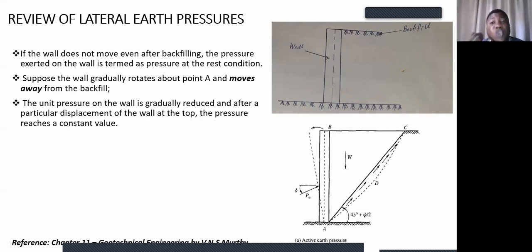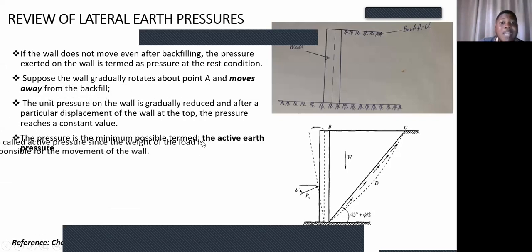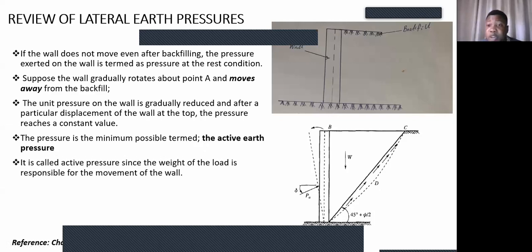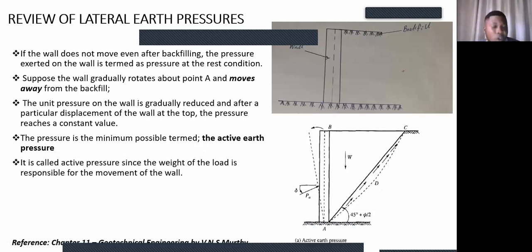No matter how small it is, there's going to be a reduction. So at a particular point, the movement will not happen again. That is, at that particular point, the reduction of the pressure will reach a constant value, and that is what we call the active earth pressure.